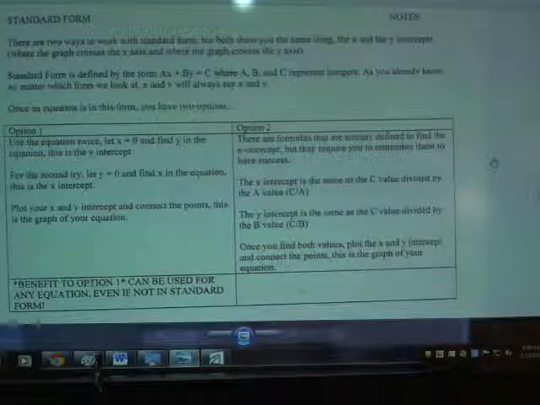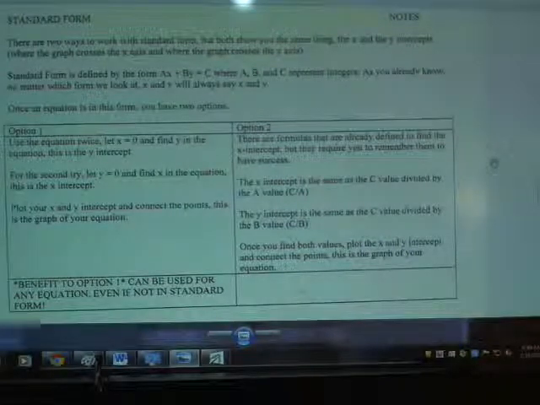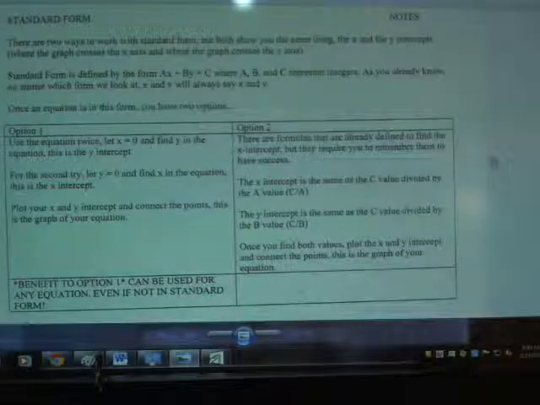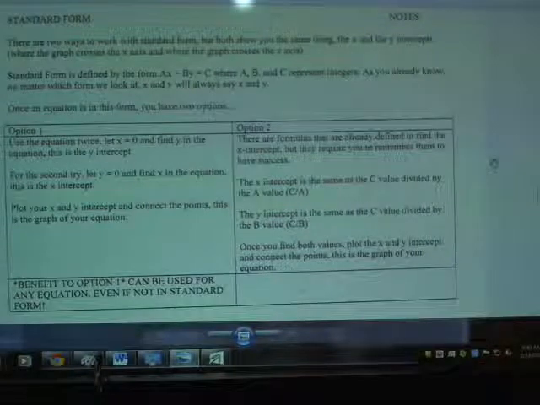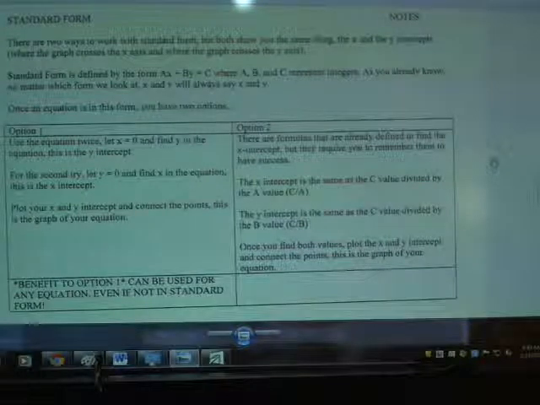Now, in option 2 here, what you're going to have to do is make sure that it is written in standard form. Again, I've already said to you that option 1 works really with anything. It doesn't have to look that specific way. Option 2, it does. Again, x things first, then y things, then equal signs, then numbers.